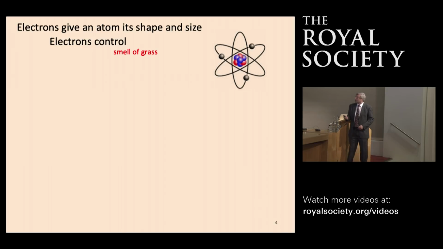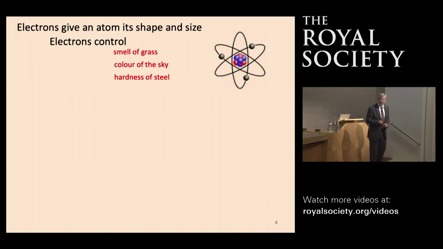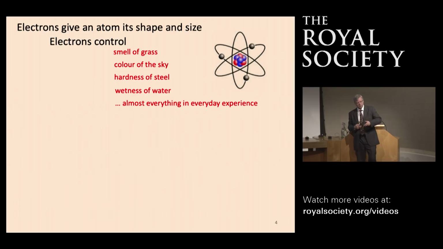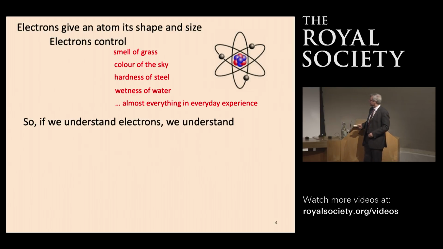So if you ask about the smell of grass, where does it come from? It's actually determined by electrons, by the electrons that give the atoms their shape and size. The color of the sky, the hardness of steel, the wetness of water. Actually, I stopped listing because it's everything. Almost everything in everyday experience is due to the way that the electrons are operating inside the atoms that make up the molecules that make up the stuff. So if we understand electrons, we understand, well, a lot.